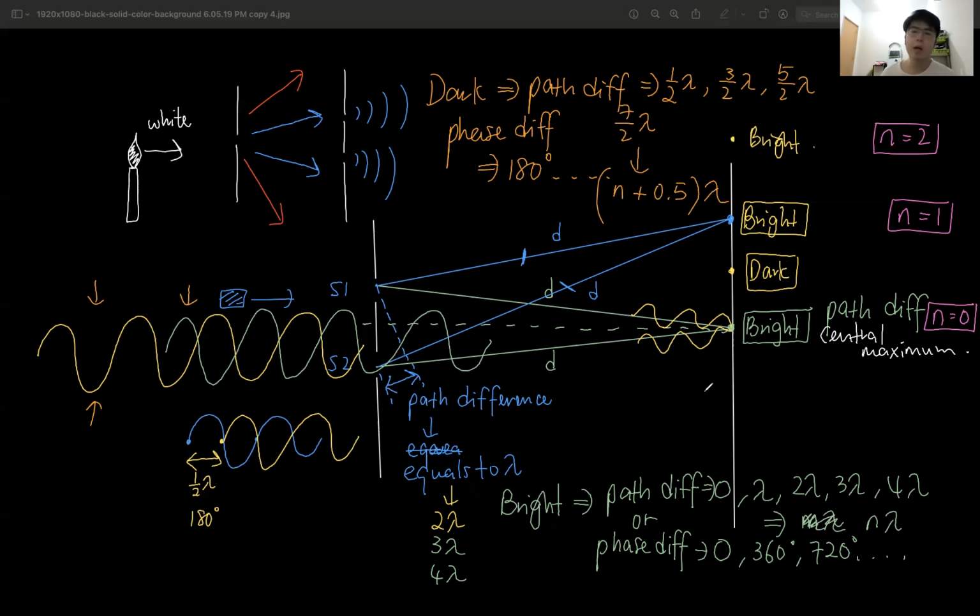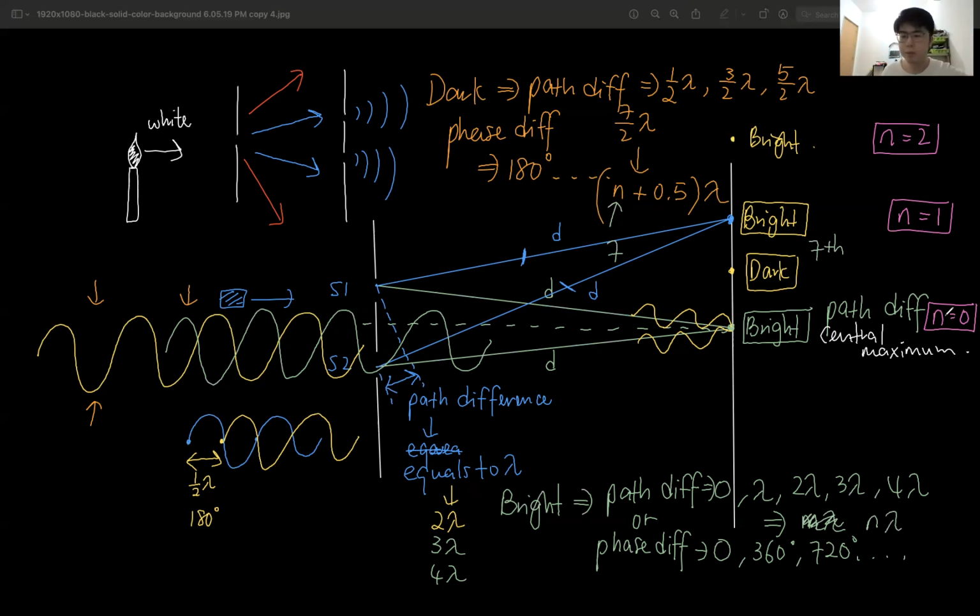So let's say it is the seventh dark fringe. You want to find out what is the path difference of the 7th dark fringe, the 7th order. Just put 7 inside here. 7 plus 0.5, and then times the wavelength. You get the path difference of that order.